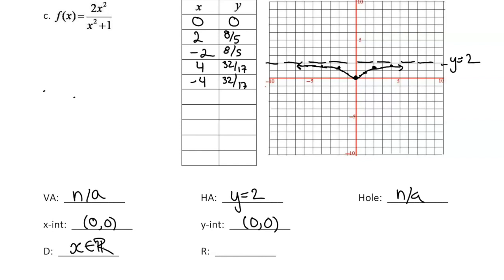And for our range, we hit a minimum point at 0, and we have a horizontal asymptote at 2. So it's going to be everything between 0 and 2. It can hit 0, so it can equal 0, but it can't hit 2. So it's everything between 0 and 2 right there.